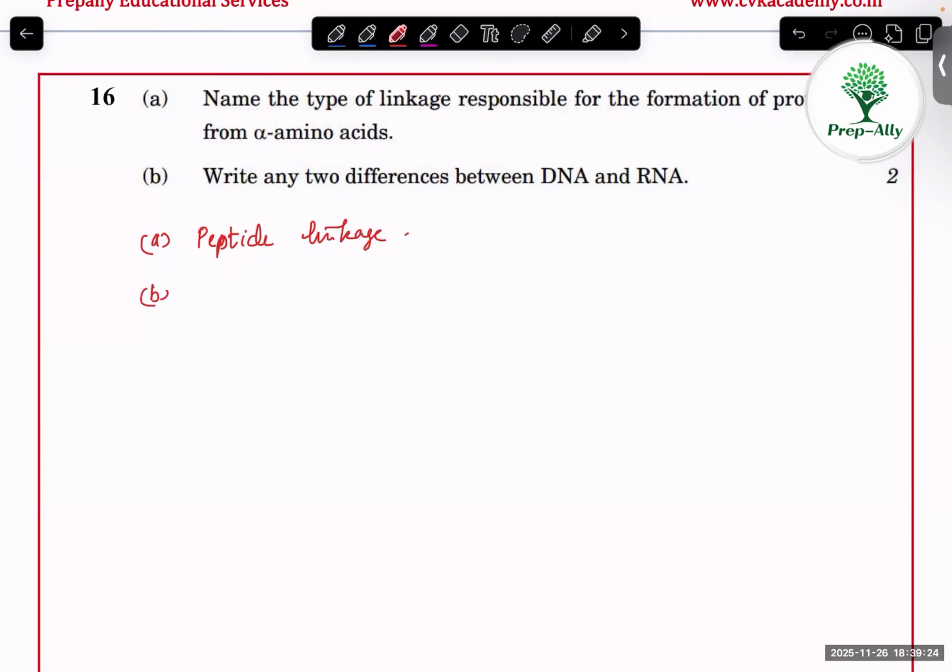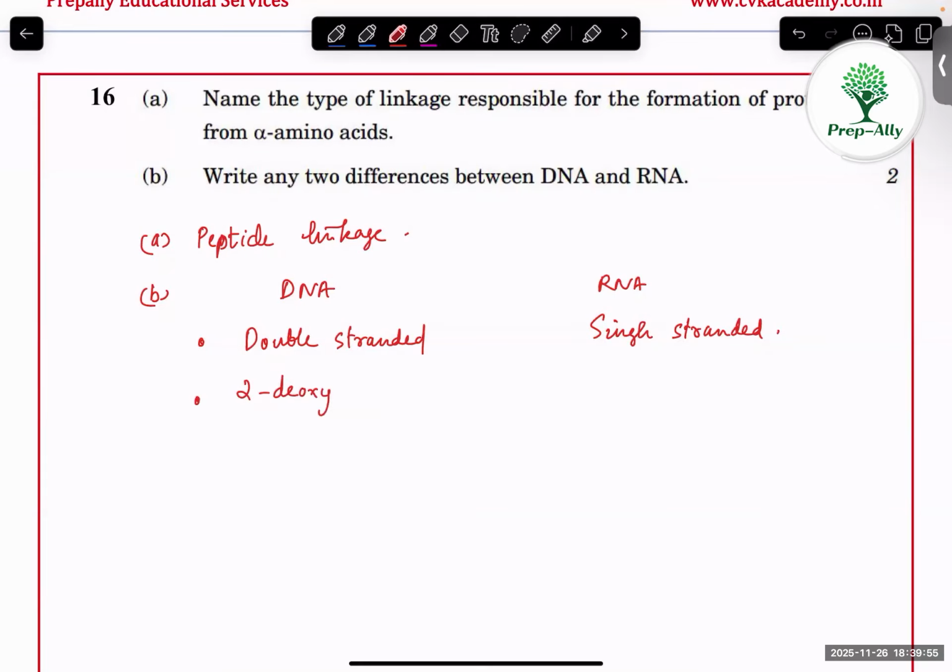So B part, write any two differences between the DNA and RNA. So two differences means just two points only. So for example, DNA, and if I write RNA, so for example, first one you can say DNA is double stranded, RNA is single stranded. And when it comes to other thing, we can say DNA has 2-deoxyribose sugar. Here I can say ribose sugar.